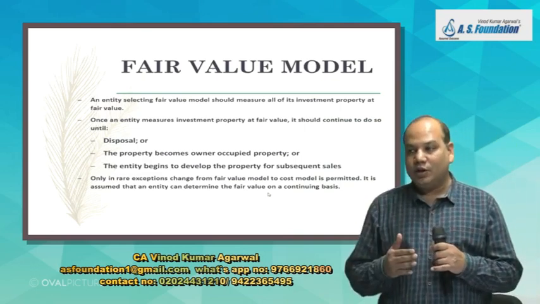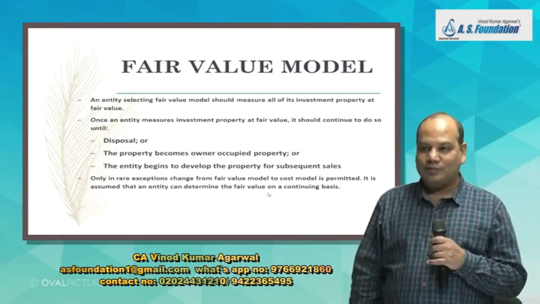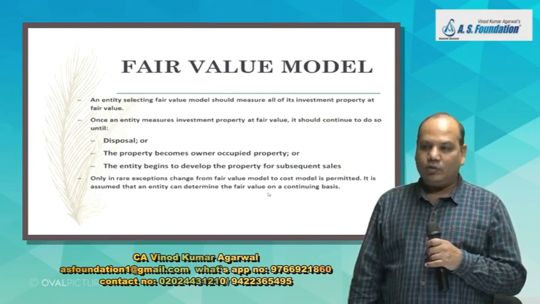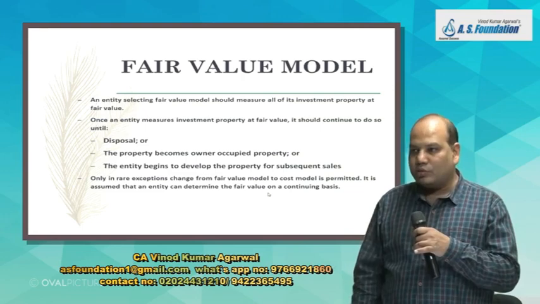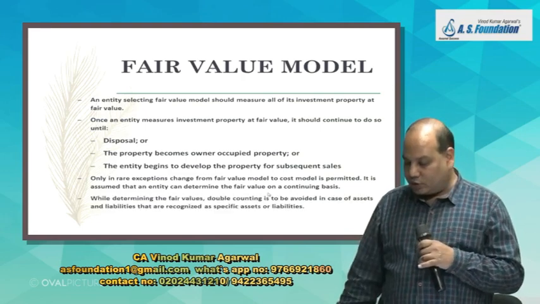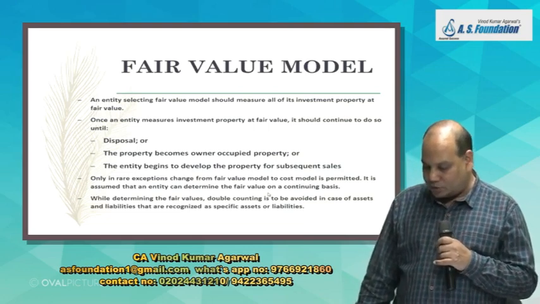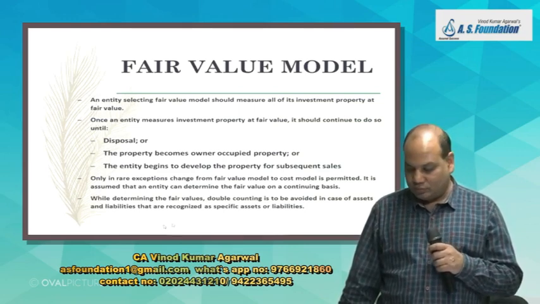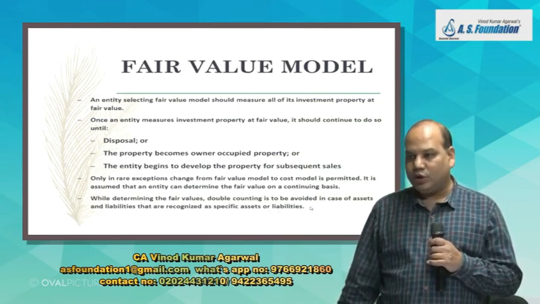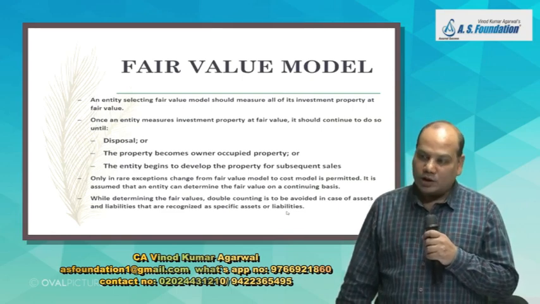But suppose for any reason in future you cannot calculate the fair value, then you will follow the cost model. You will move from fair value model to cost model. But it is assumed that you will be able to determine the fair value on a continuous basis. While determining the fair values, double counting is to be avoided in case of assets and liabilities that are recognized as a specific asset or liability.